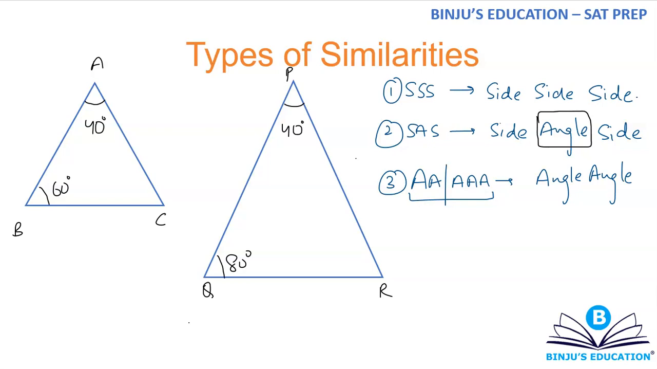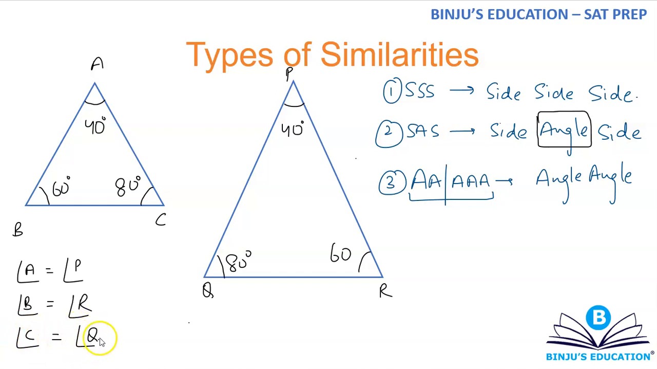Okay, so let's talk about triangle ABC first. A is 40, B is 60. Now I know that the sum is 180, so this angle will automatically become 80 degrees. And in PQR, P is 40, Q is 80, so R will automatically become 60 degrees. So you'll observe that angle A is equal to angle P, angle B is equal to angle R, and angle C is equal to angle Q. So what you'll say is that triangle ABC is similar to triangle PRQ.